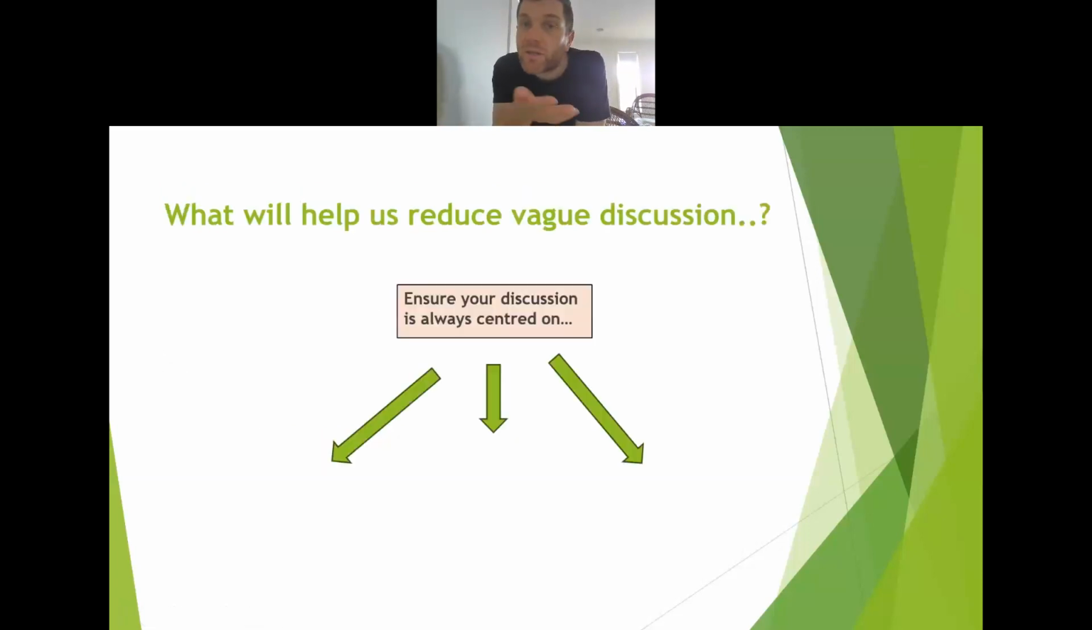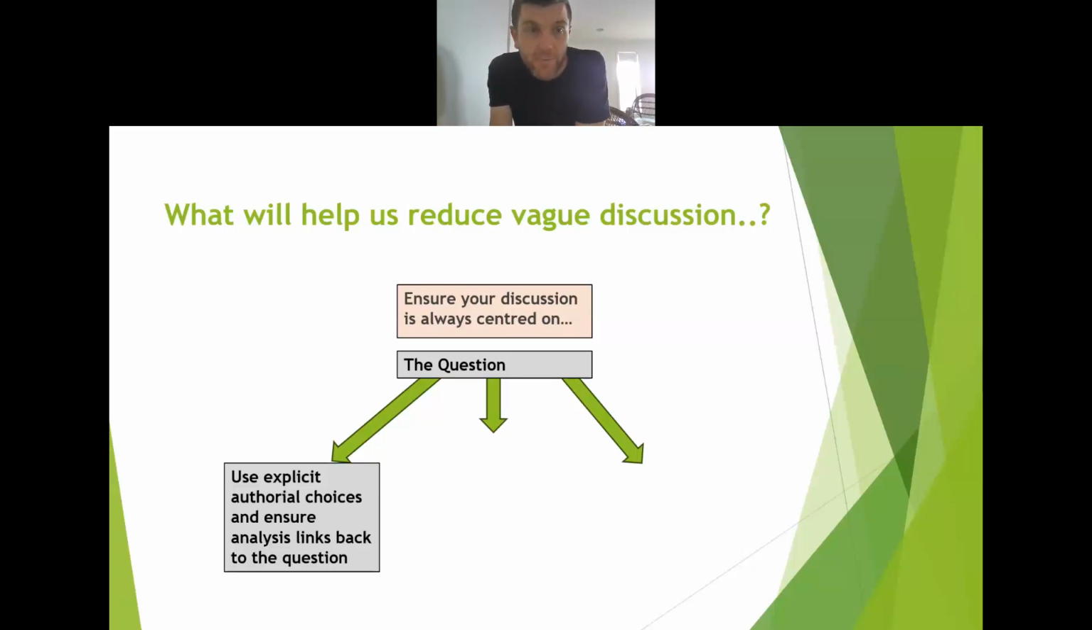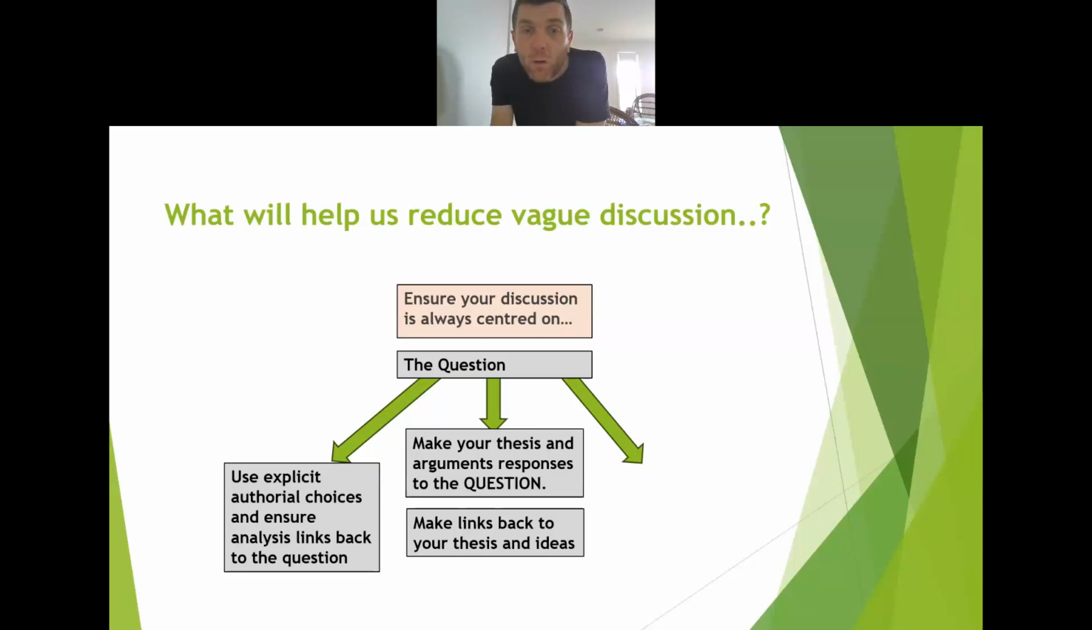So again, what is going to help us to reduce vague discussion? Always center your discussion on, of course, the question. That's really what's going to help us out the most here. We need to be explicit with our use of authorial choices, actually use the meta language that we've learned, actually use a label of an authorial choice. Don't just say the use of the words, actually pick an authorial choice that is being used, because this will help with your specificity. Make your thesis and arguments responses to the question.